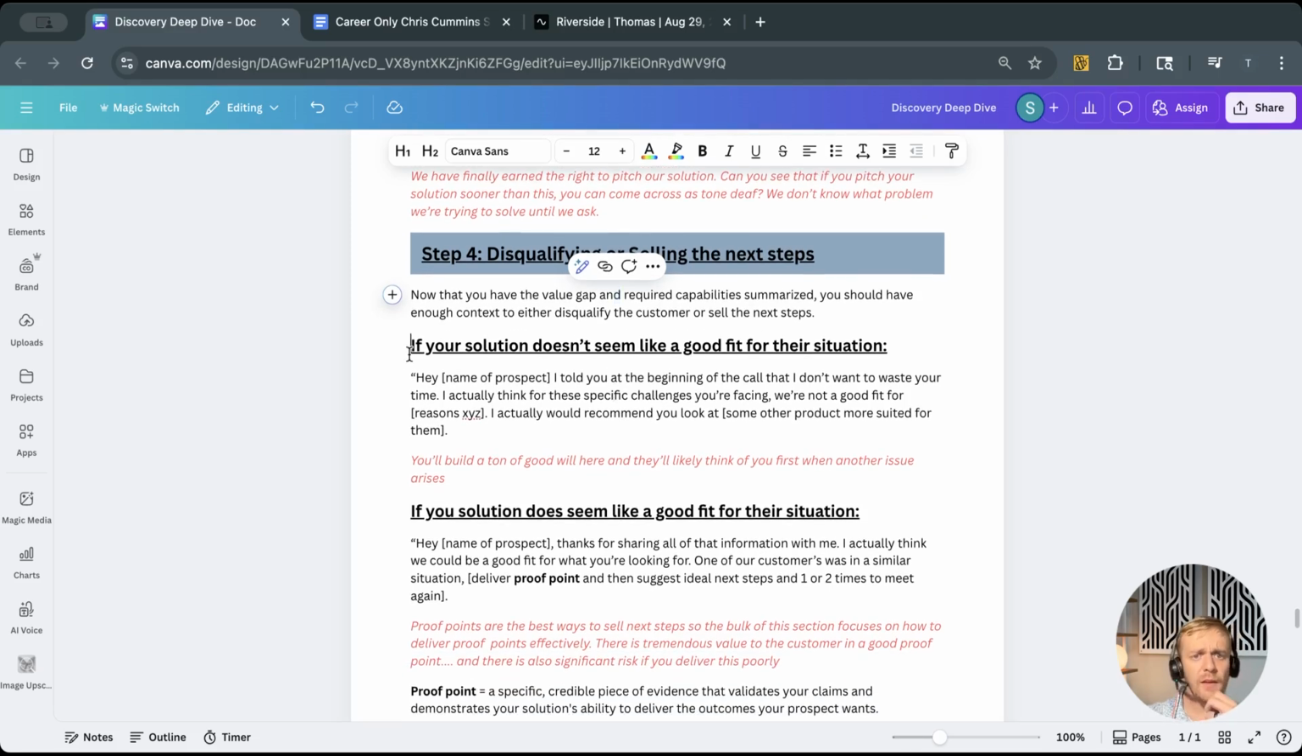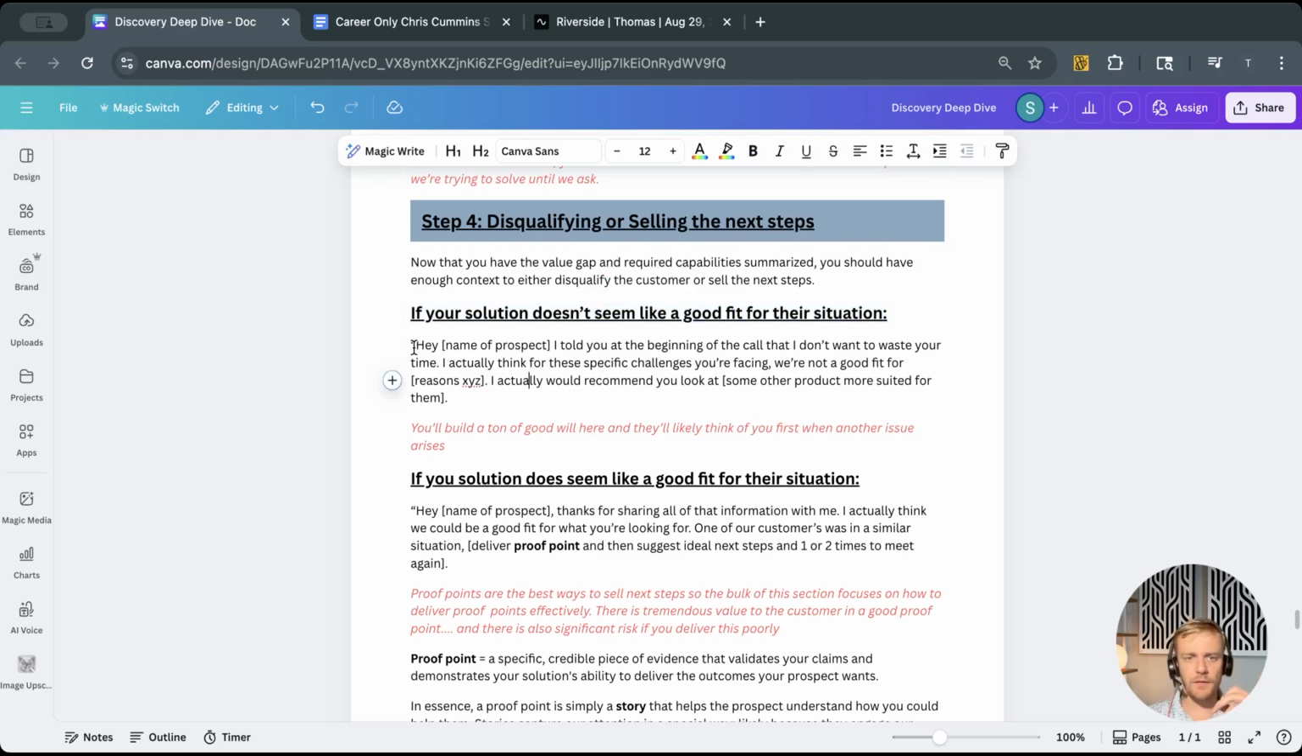So if your solution does not seem like a good fit for the situation, then you just give them the talk track. Hey, I told you at the beginning of the call, like we said, I don't want to waste your time. I actually think for these specific challenges, we're not a good fit for reasons X, Y, and Z. And then I actually recommend you look at a competitor, or if it's not a competitor, just a different product for whatever problem they have. You'll build goodwill here. They'll be amazed that you're honest with them because you won't sound like every other seller. And in the future, they very well might come back to you for business when you can't provide a solution to their problem.